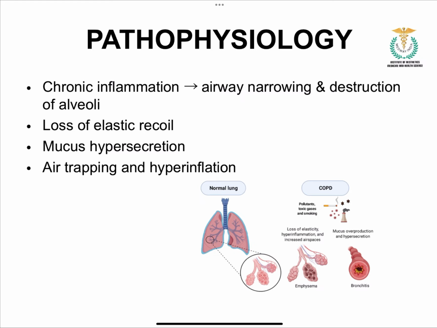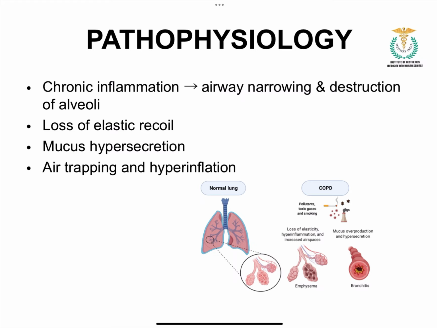So, due to the air trapping and hyperinflation, the patient will have shortness of breath. The patient will also develop dyspnea in this case. So, this is what happens in the pathophysiology because of the chronic inflammation of the bronchioles, and that will lead to the destruction of alveoli and airway narrowing, that is the chronic bronchitis.